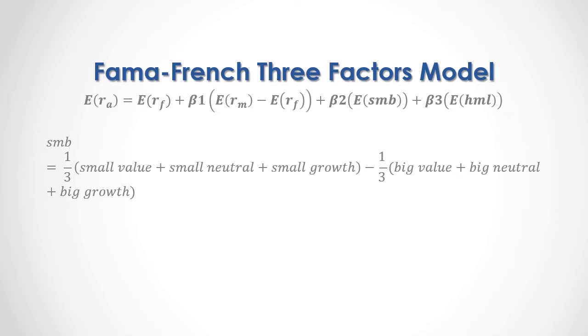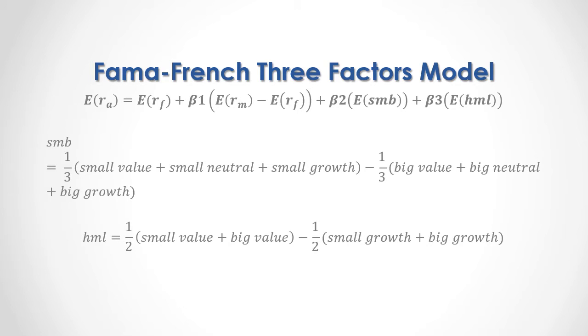The small minus big portfolio is equal to 1 divided by 3 multiplied by small value plus small neutral plus small growth portfolios minus 1 divided by 3 multiplied by big value plus big neutral plus big growth portfolios. High minus low portfolio is equal to 1 divided by 2 multiplied by small value plus big value portfolio minus 1 divided by 2 multiplied by small growth plus big growth portfolios.